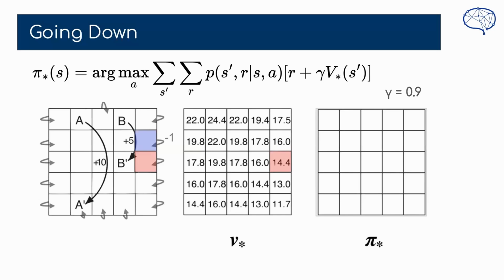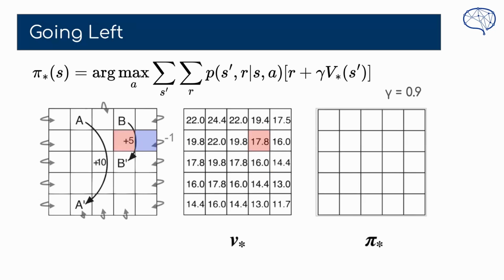Now let's do going down. Your reward is 0 again. And what's the value of the next state that we're in? Yeah, 14.4. Once we calculate that, we get a value of 13. So we have 14, 13.4, and 13.